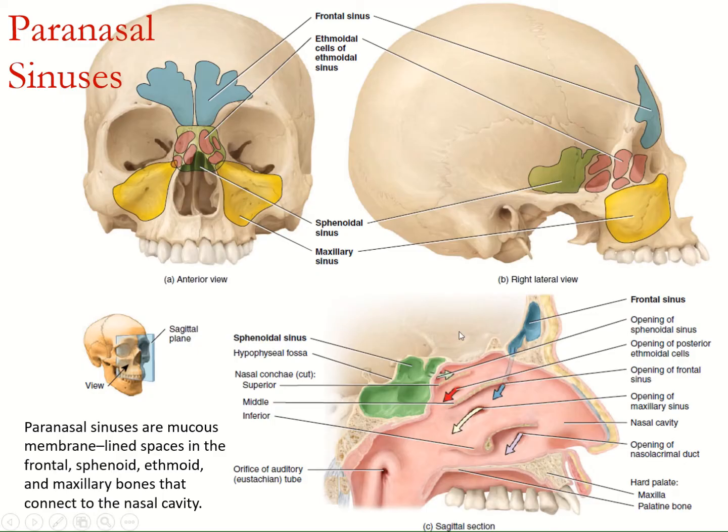Here in this picture, you would be able to see the drainage system of the sinuses. The sphenoidal sinus drains through its opening over here in the upper meatus, near your upper concha. The frontal sinus drains at the middle meatus of the nasal cavity.